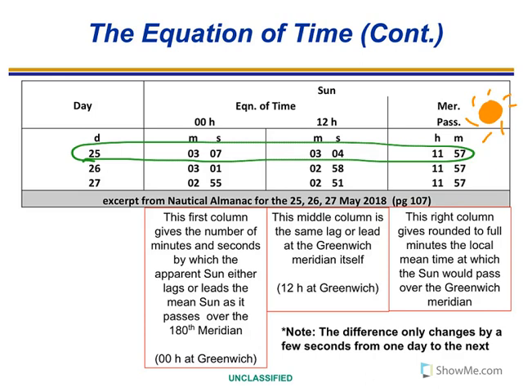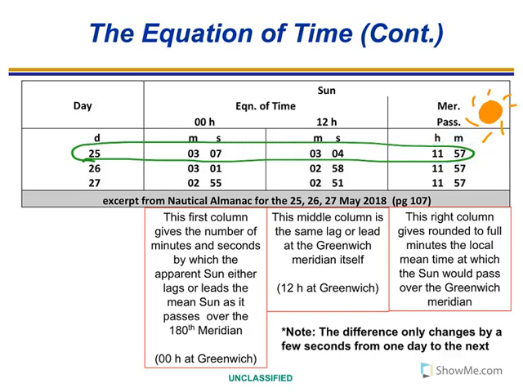However, in this case, the sun actually transits at 11:57. So I want you to pause the video and think about this question. Which sun is ahead of the other? Is the mean sun or is the apparent sun the one that's ahead of the other one?